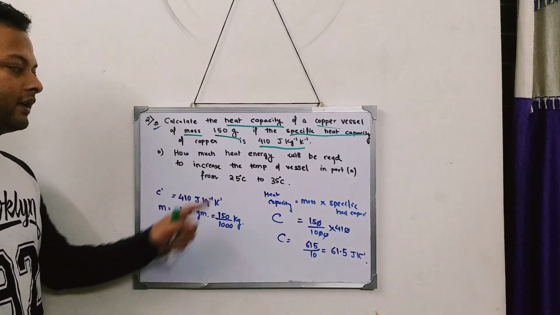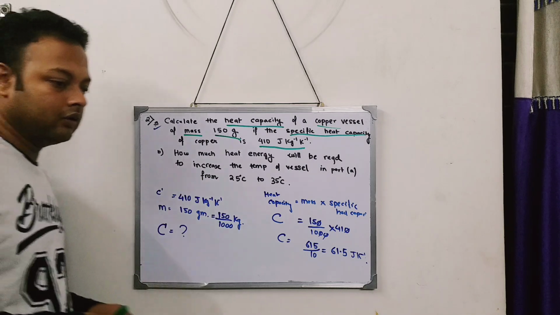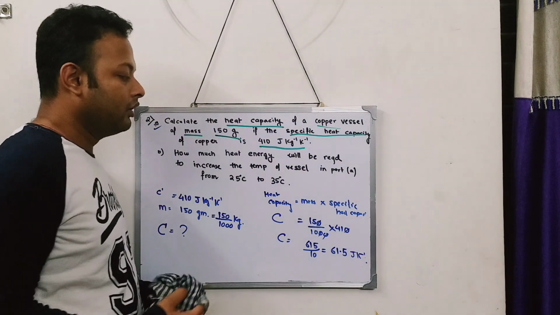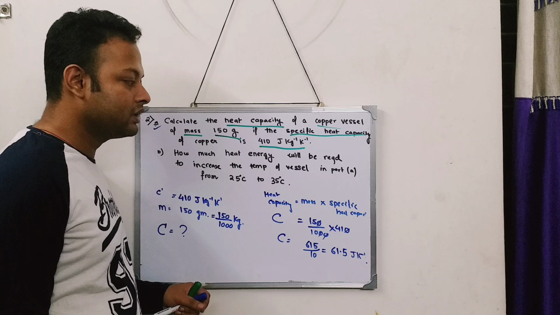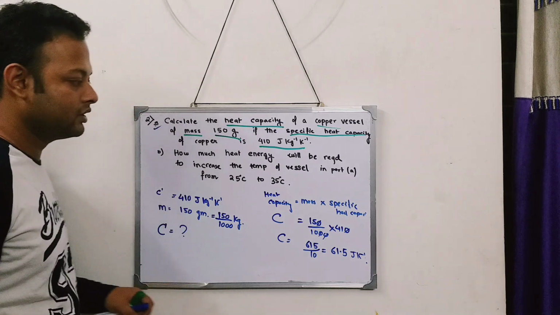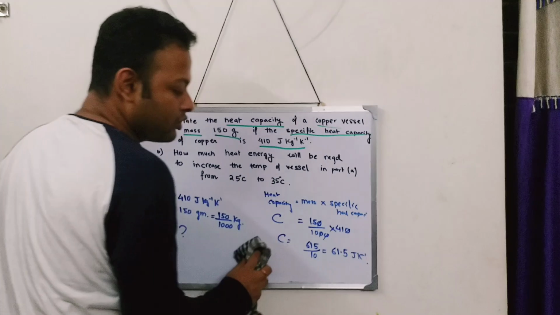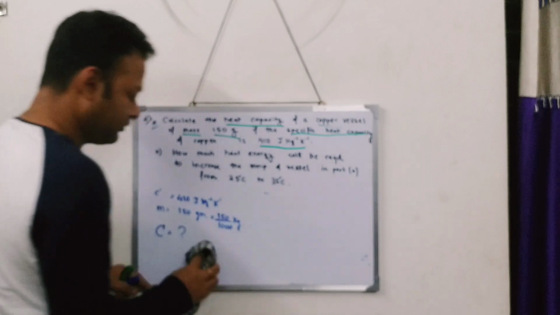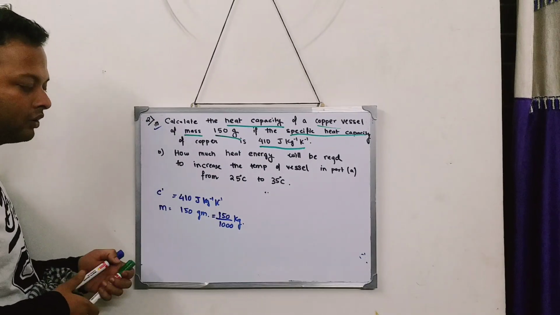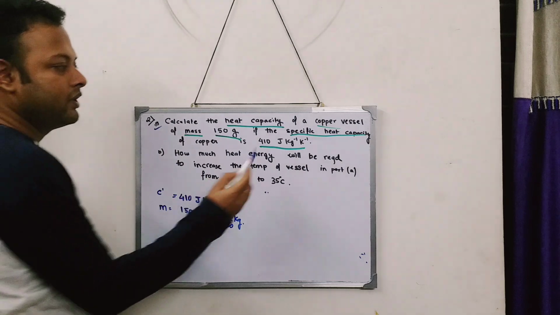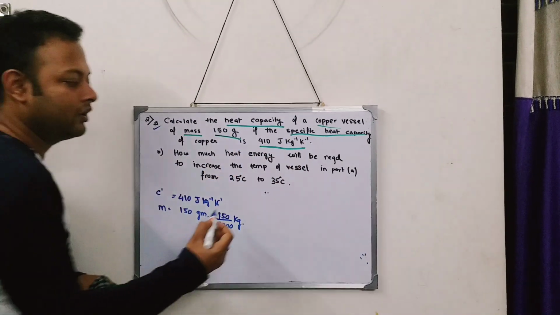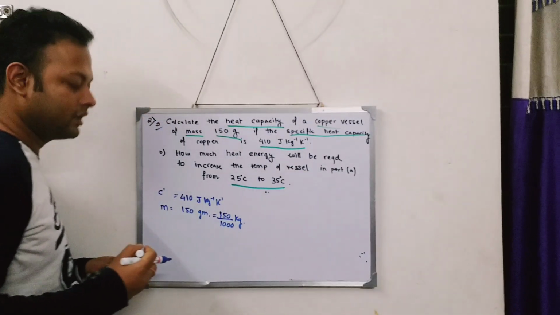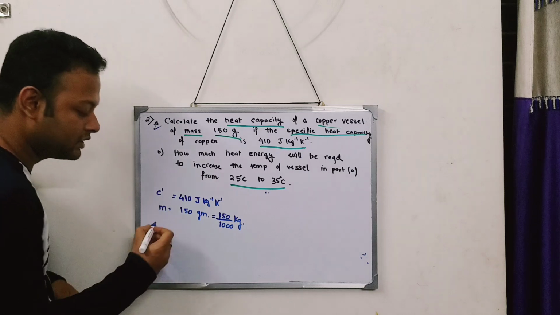Now we have to do the second part of the sum. How to do the second part of the sum? How much heat energy will be required to increase the temperature of the vessel in part A from 25 to 35? So how to do the second part is very easy actually. From part A only you have to do the sum with the specific heat capacity given and the mass given, and over there you just have to see this 25 to 35 degrees centigrade. What is this? That is the rise of temperature. That is the delta T value.